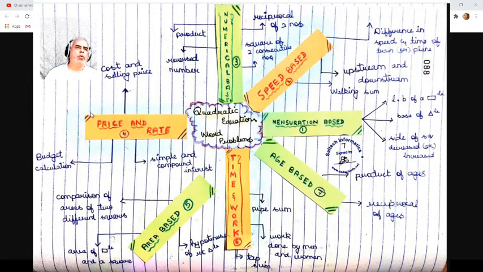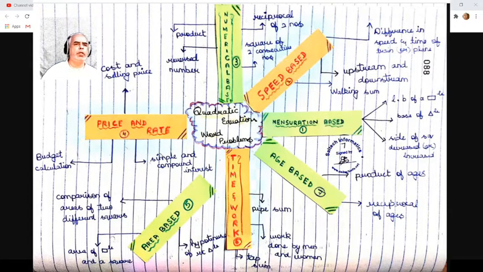Now, price and rate related problems. You know the cost price, you know the selling price, and what is the profit, what is the loss. All these things can be made as a quadratic equation. Then budget calculation, and there are some simple and compound interest problems based on that. So all these word problems come under price and rate.